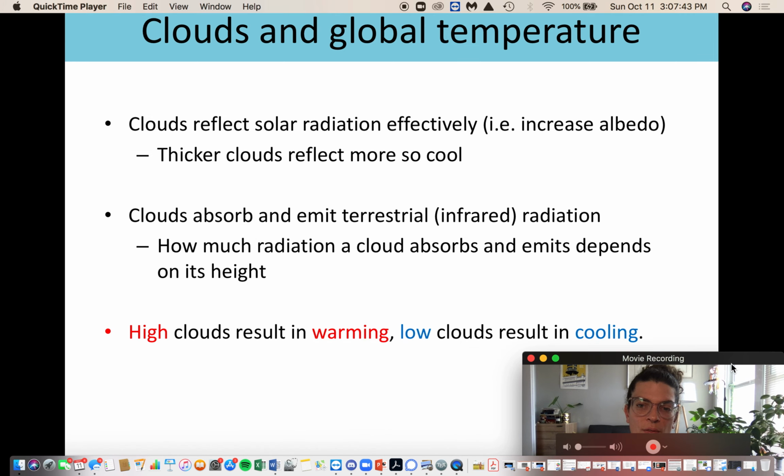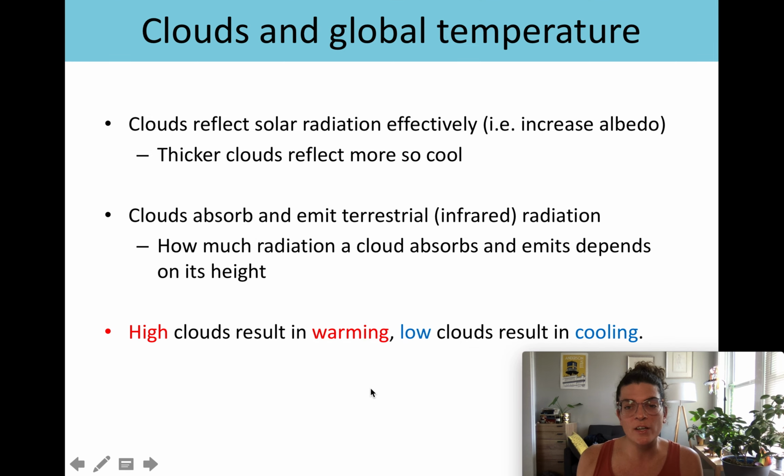There's a fun thing about clouds: clouds are very good at reflecting solar radiation from the sunlight. And so thicker clouds actually cool down the surface, but thin clouds can actually warm the surface. And we'll talk about this as well as we move forward in the semester and we get to the climate change section.